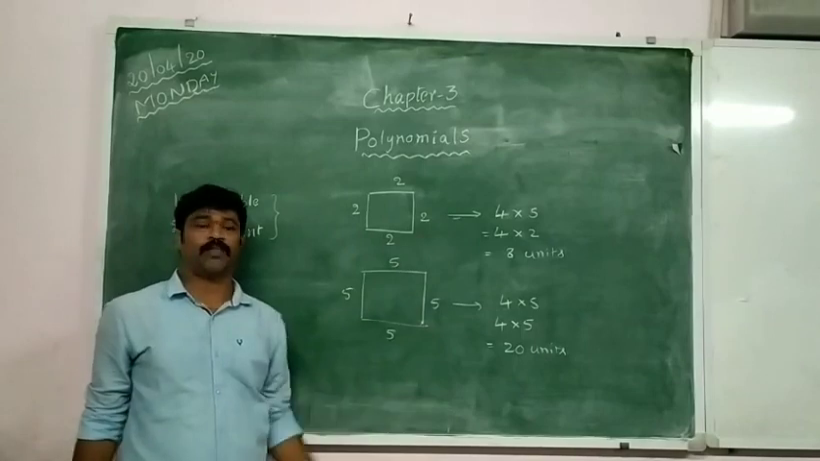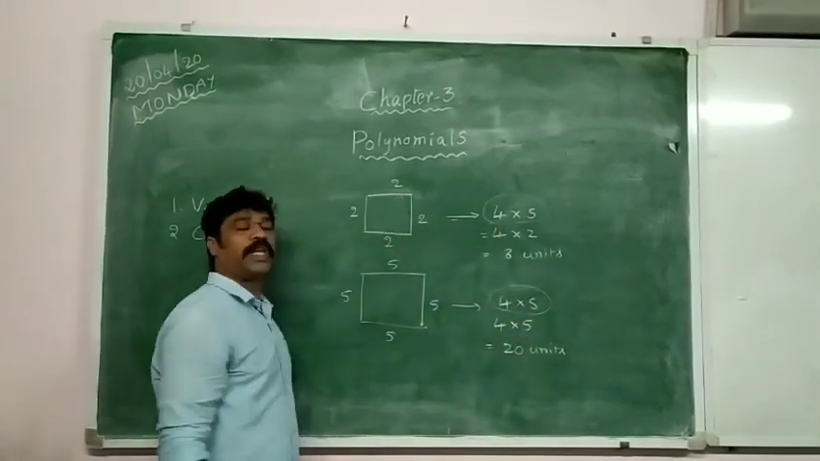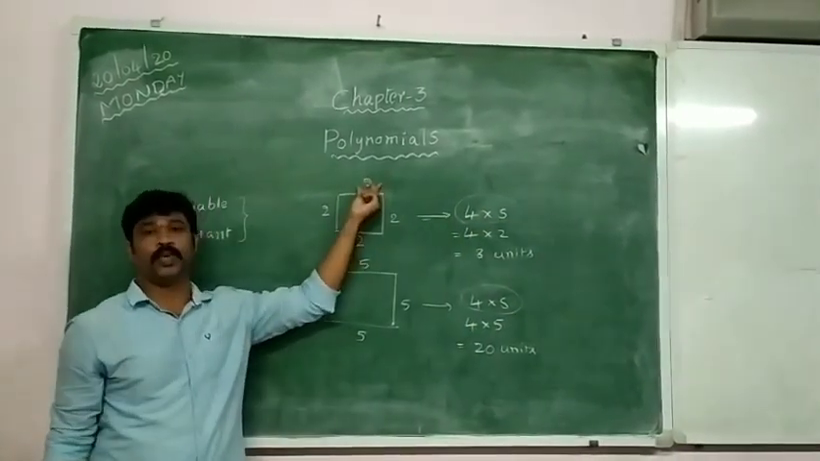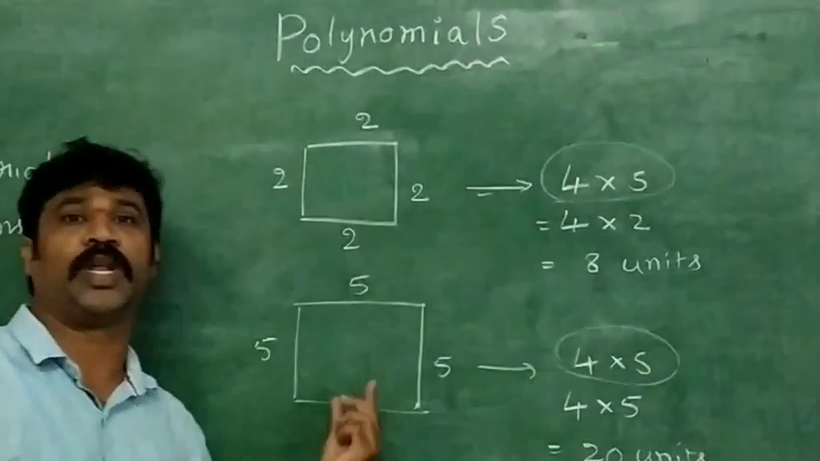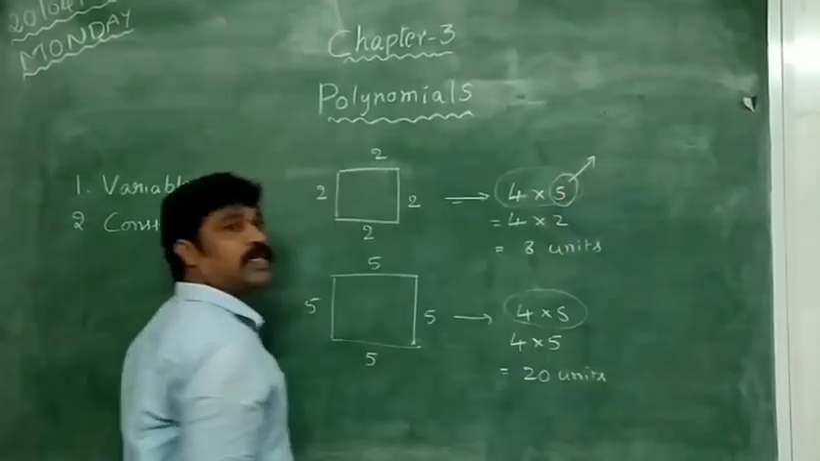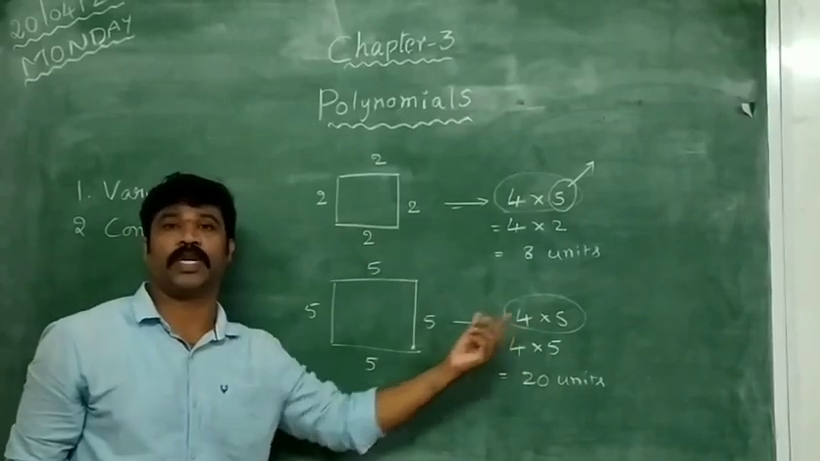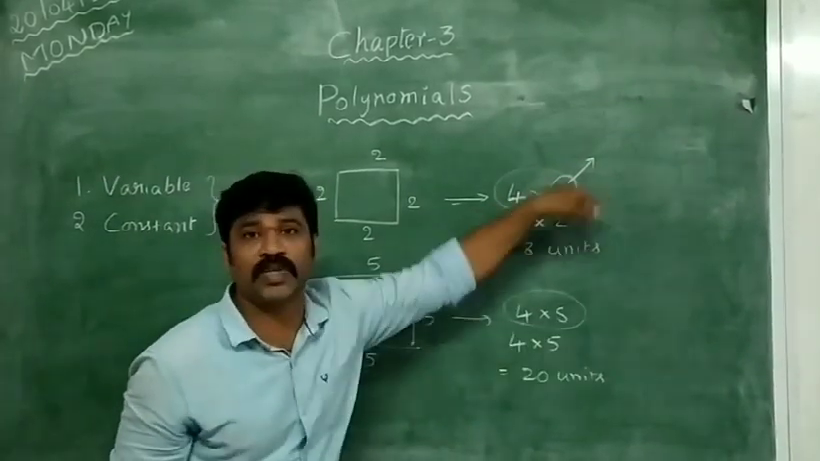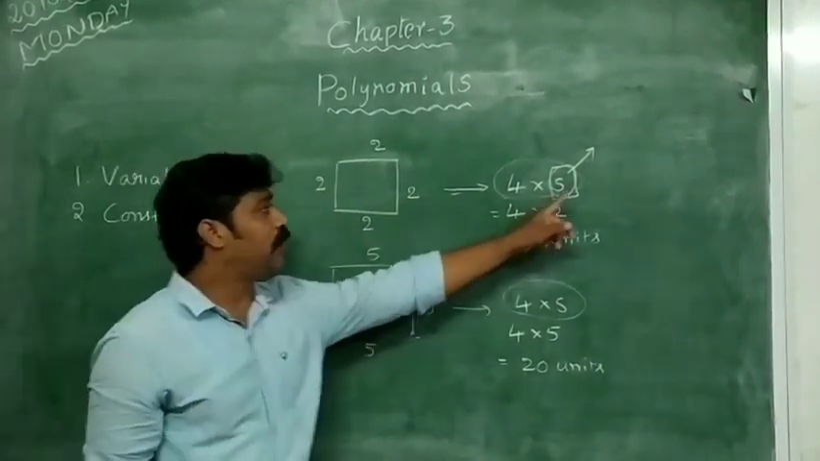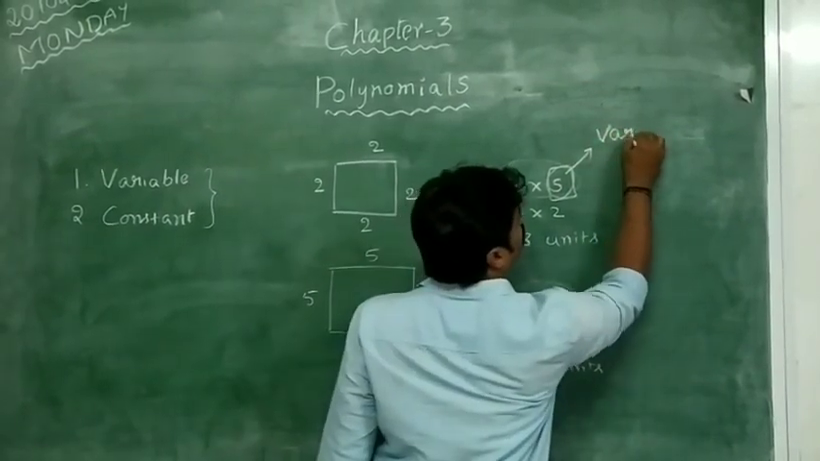Now if you observe these two examples, to find the perimeter we are using the formula 4s in both. In the first example we substitute 2 in place of s, and in the second example we substitute 5 units. So we are giving different values to this s. If we give different values to a quantity, then we call that quantity a variable.